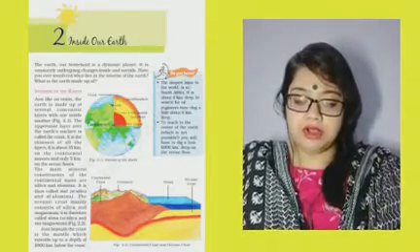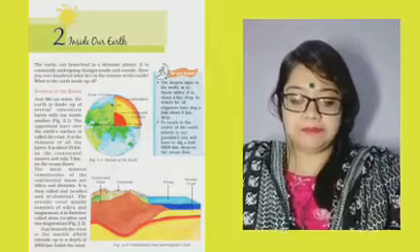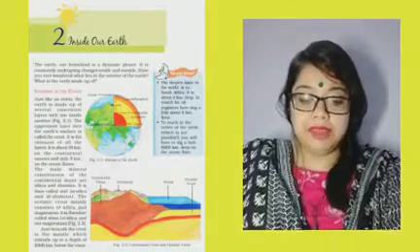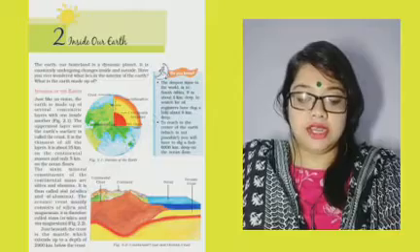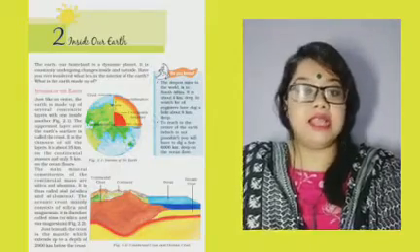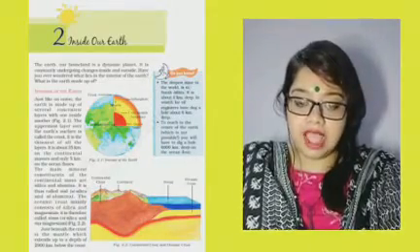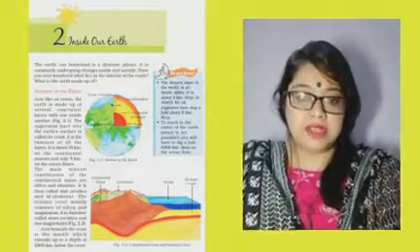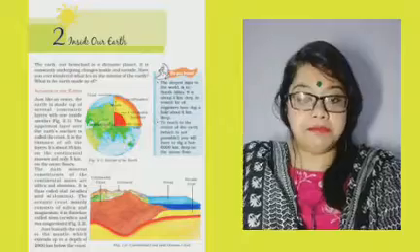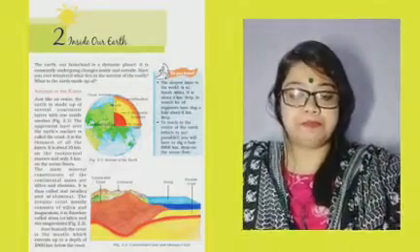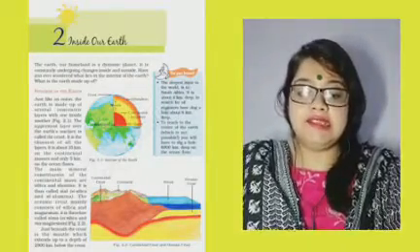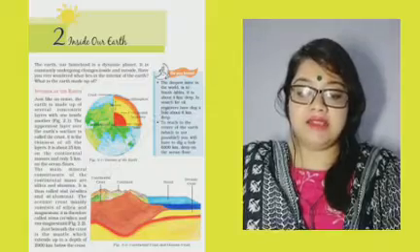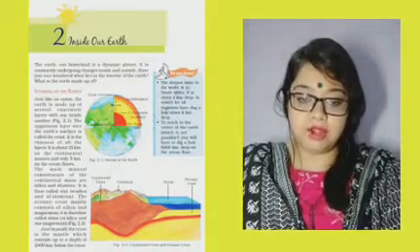The main mineral constituents of the continental mass are silica and alumina. So silicon and aluminium are the two main metals that the crust is made up of. It is thus called SIAL. SI stands for silica and AL stands for alumina.